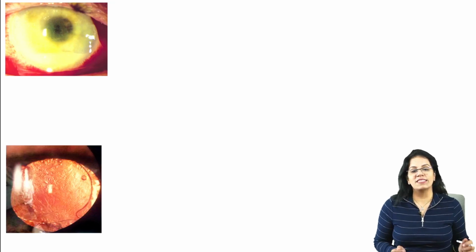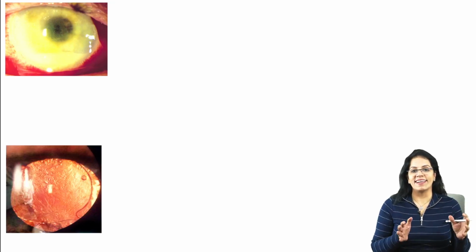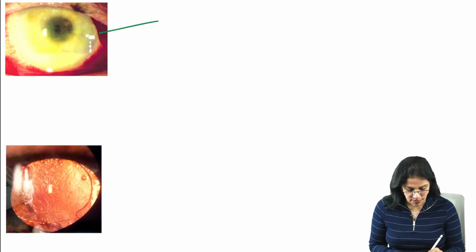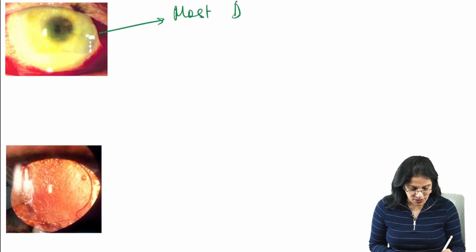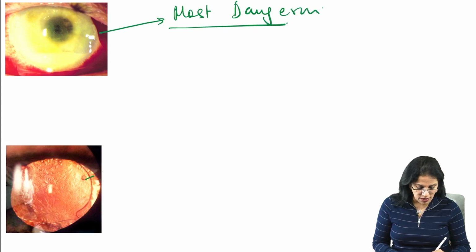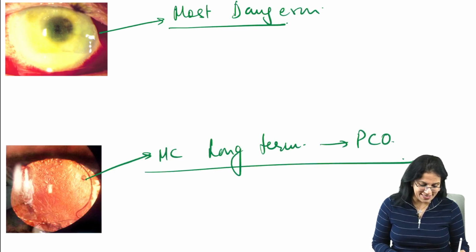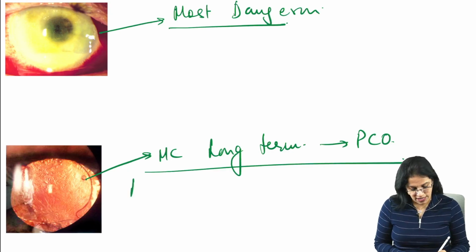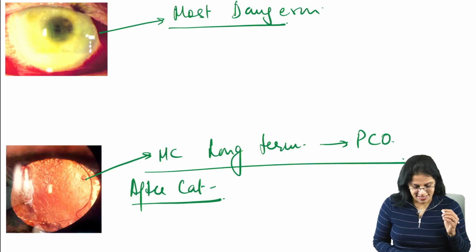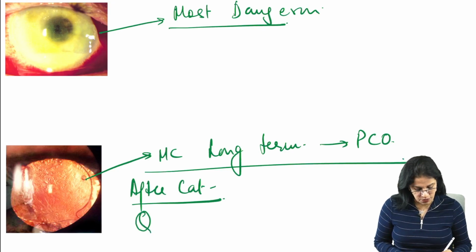What are you going to give this slide as a heading? This slide is nothing but post-operative complications of cataract surgery. Most dangerous is endophthalmitis, right? So endophthalmitis is the most dangerous complication, and the most common long-term complication is your posterior capsular opacification. This is also called after cataract, right? Yes. What is the treatment? Nd:YAG posterior capsulotomy. यह पूछा जाता है. You have to remember this.